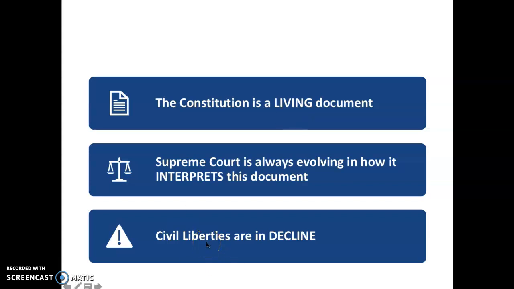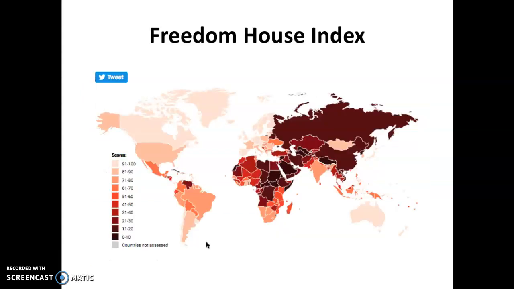The last thing that I want you to understand, though, is that civil liberties are in decline. In other words, protections for individual freedoms are not as strong as they used to be. This is true for the United States, but it's also true for the world at large. So the Freedom House Index is a famous measurement that political scientists and other social scientists use to measure how quote-unquote free a country is. You can go to their website, you can just type in Freedom House Index and look at exactly how they come up with these scores.